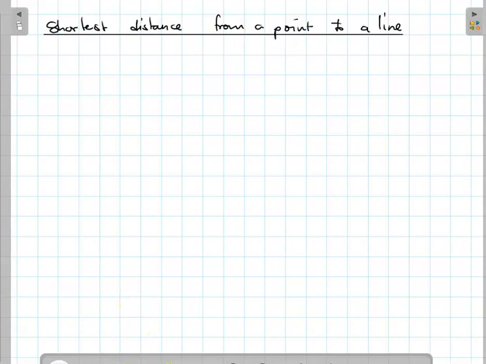So what are we talking about here when we say the shortest distance from a point to a line? So there is a point, and there is a line. It can go in any way, like anyhow. Right, so there's a point, there's a line. Let's label this P, and then let's label this L.